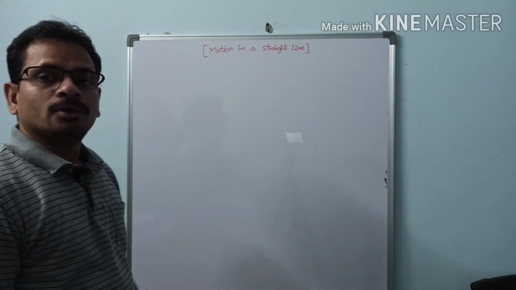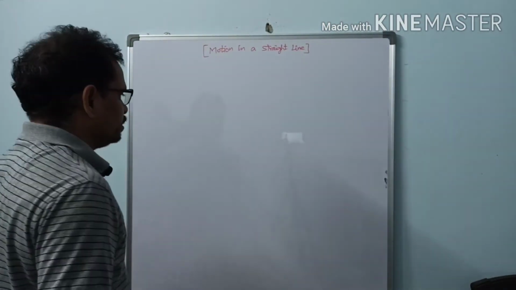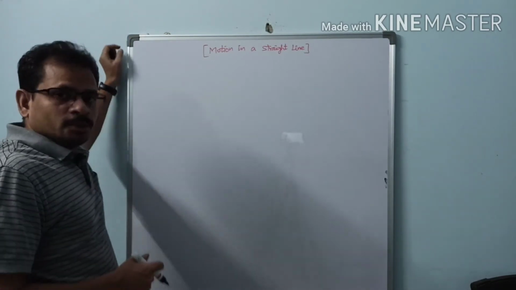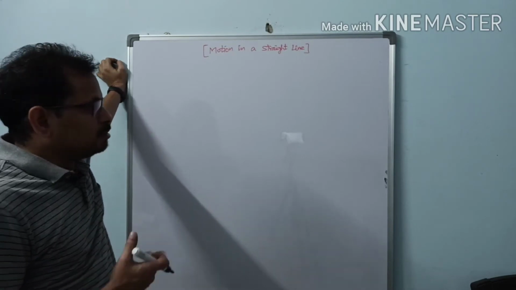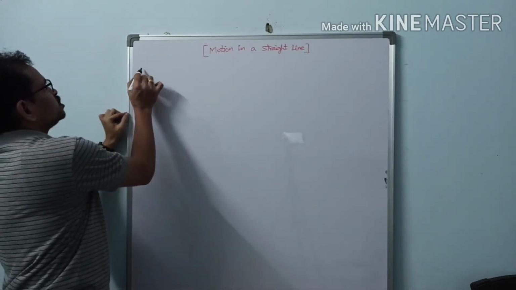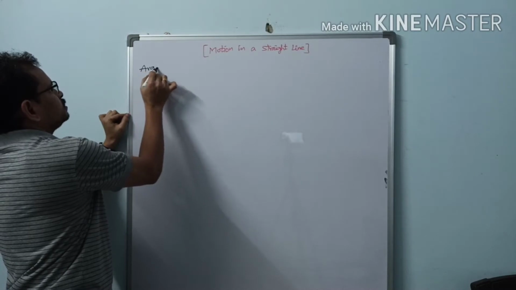Our topic is motion in a straight line, and this is motion in a straight line part 2. In part 1 I had discussed distance and displacement. Now let me discuss average speed and average velocity.